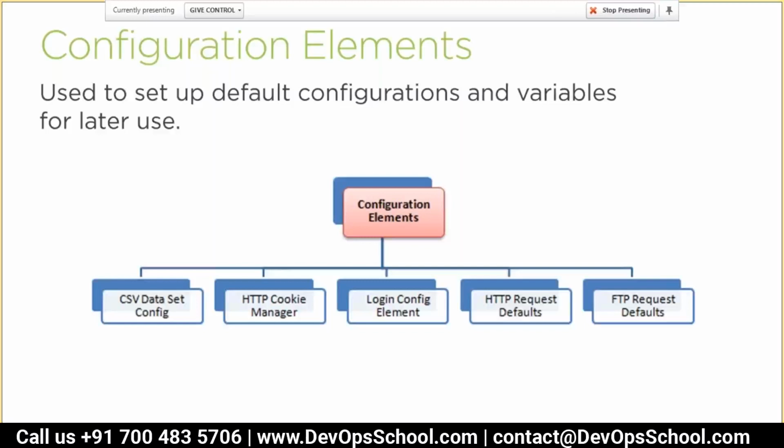For example, CSV data set config, HTTP cookie manager, login config element, HTTP request defaults, FTP request defaults. These are the default configuration and variables which you may use in your assertions and anywhere else. It is not necessary to set the default configuration and variables, but it's a good practice. If you set it up once, then you don't have to set it up at multiple places. So this is a good place to set up any configuration and variables for the test plan. You can set it up in the configuration element. Okay, so this is the third element.